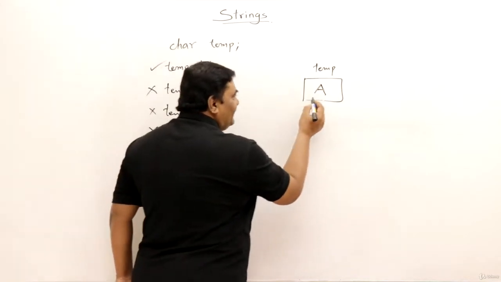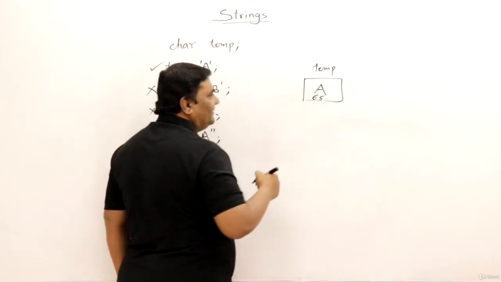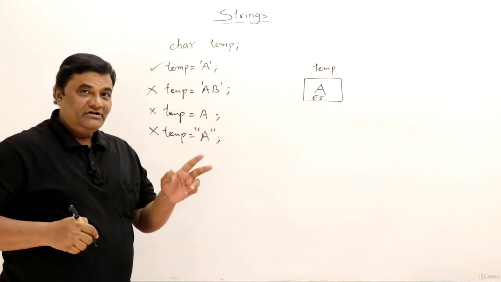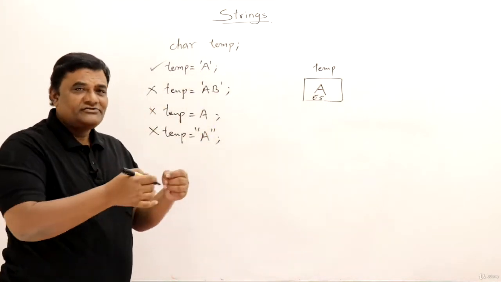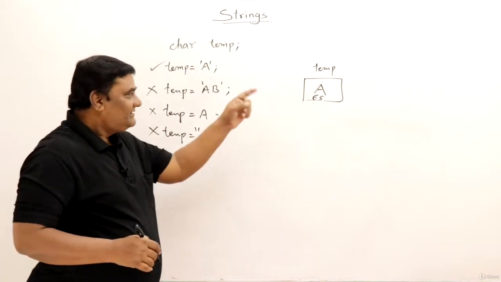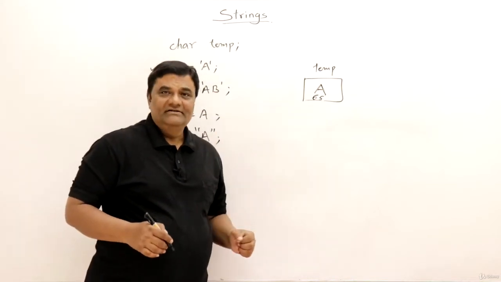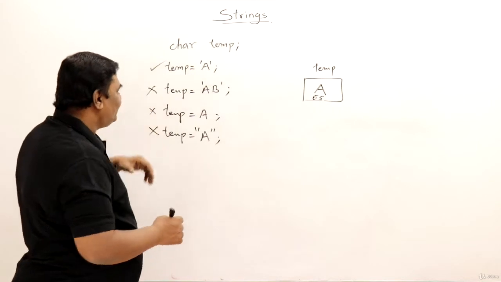Now, what actually is stored in the memory? Actually inside the memory, the value 65 is stored. It's 65. It's not A. A is not represented in computer memory. 65 is stored.